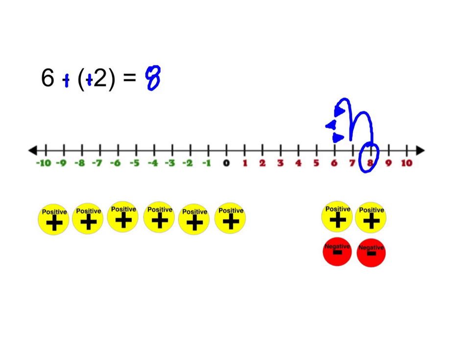So you can also see the number line method. I start at +6 facing positive. I flip once because of the subtract. I flip again because of the negative. I move forward 2 spaces and land on the 8.